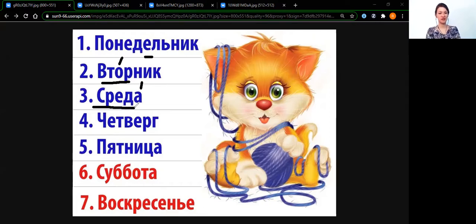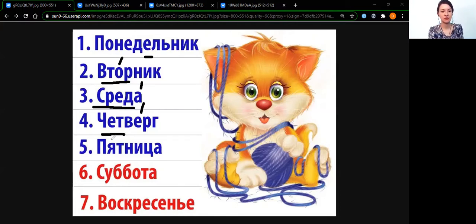And четверг, also easy to remember. Accent is on this ye. Четверг. It comes from the number 4. Четыре. Четверг. It's easy because it's the fourth day of the week.